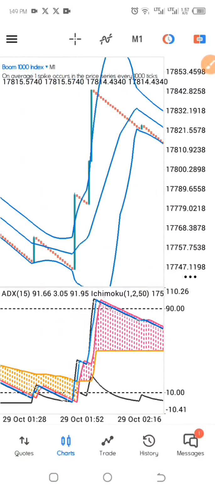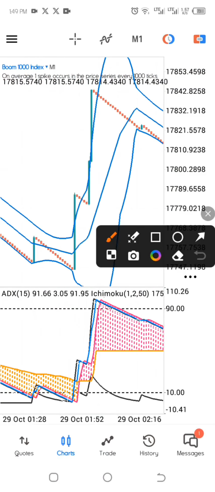Now how do you take a buy trade here with the Bollinger Bands? Pay attention to this, guys. What you want to see is, firstly, that the Ichimoku is at the 10 levels of the ADX. Then we look into our main chart.